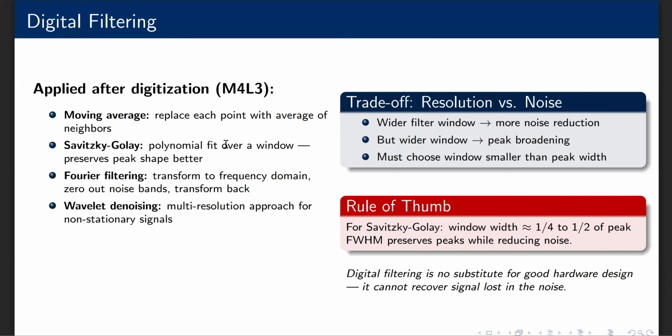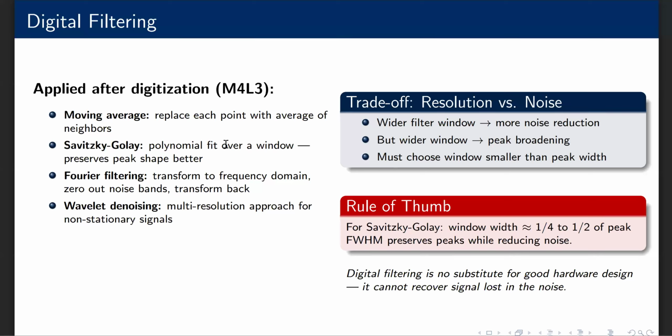Other software techniques include digital filtering applied after the ADC. Moving average is the simplest, just replacing each point with the average of its neighbors. Savitzky-Golay is more sophisticated. It fits a polynomial over a sliding window, and this preserves peak shapes better than simple averaging, which tends to broaden peaks. Fourier filtering transforms the data to the frequency domain, zeroes out the noise bands, and transforms back, which is very powerful for periodic interference.